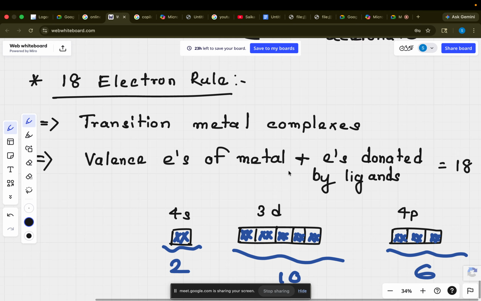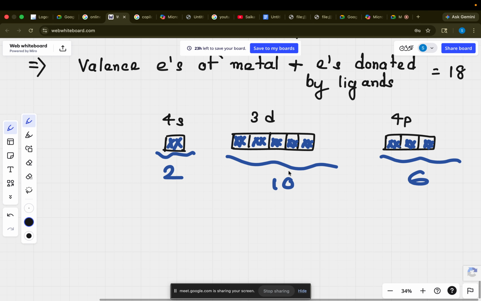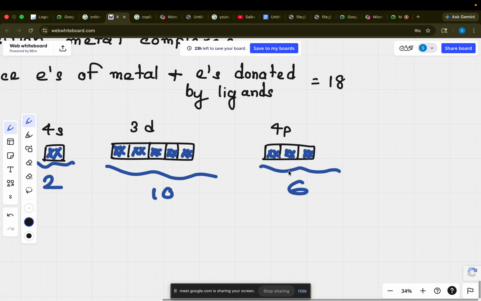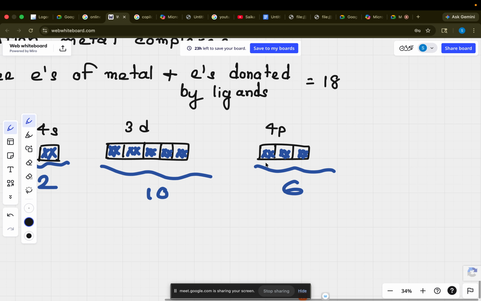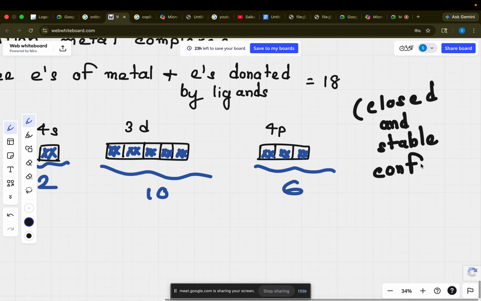So that is why we call it the 18 electron rule, and that is only applicable to transition metal complexes. They can ask you in an interview why you are considering only transition metals, why main group elements do not show this. So you have to explain it. Keep in mind, when you get these 18 electrons, we have 9 orbitals and 18 electrons, and this is a closed and stable configuration, because all the orbitals are fulfilled. So that's why it's a very stable configuration.